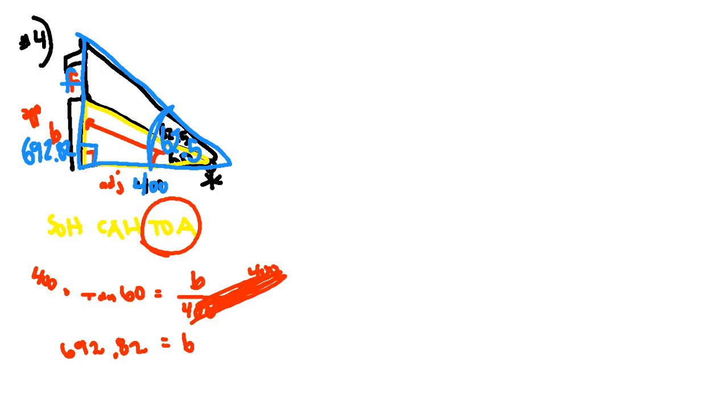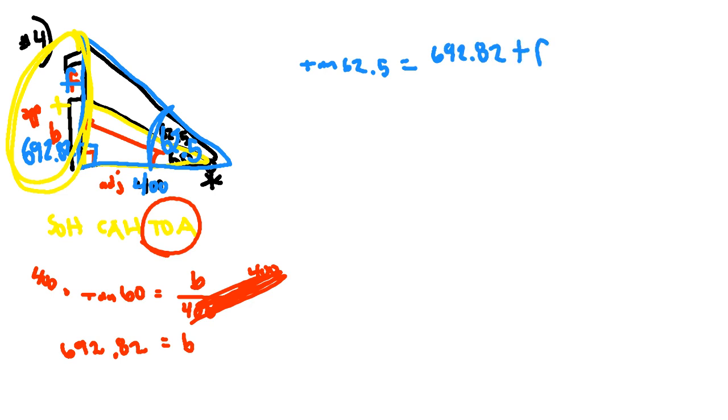angle of 62.5. Okay, so tan of 62.5 equals, now watch this, my opposite. This is my opposite. These two together are my opposite. So my opposite is 692.82 plus F. This one's really hard or really fun, depends on your perspective. So 692.82 plus the flagpole is my opposite side, and my adjacent side is 400.